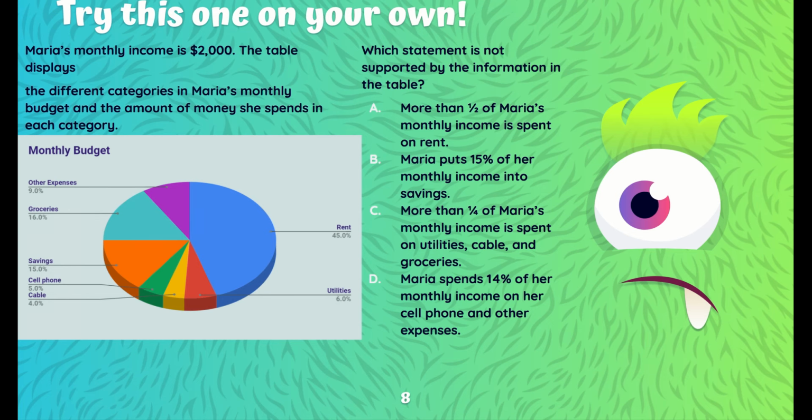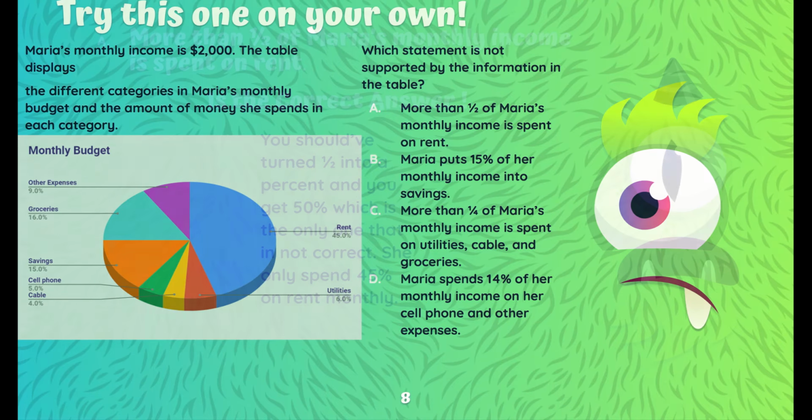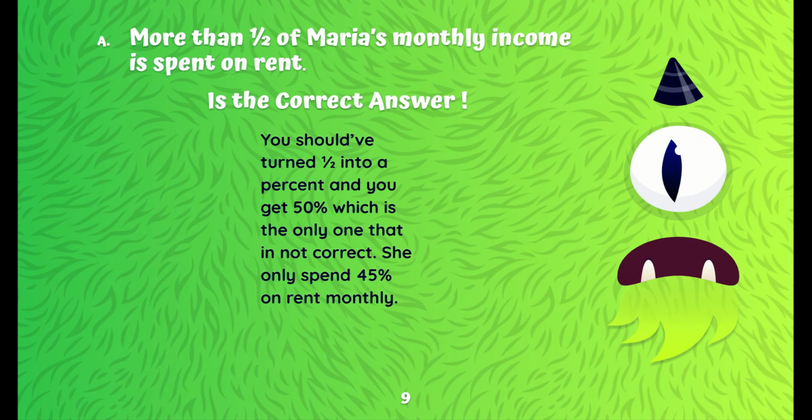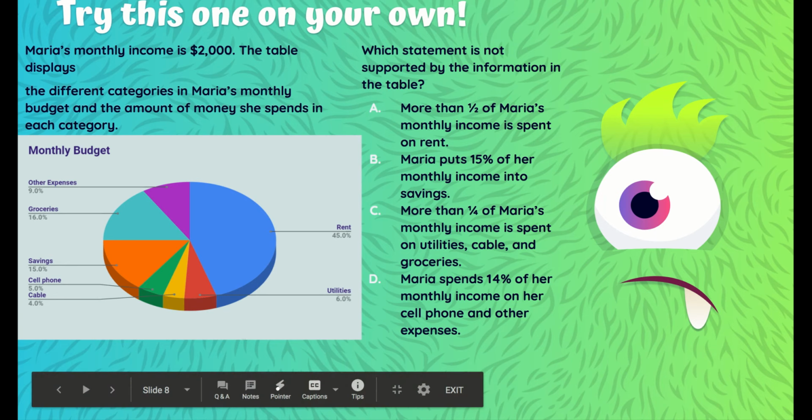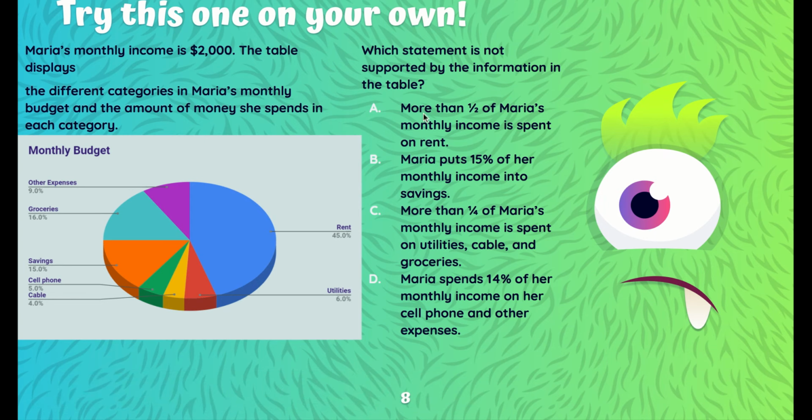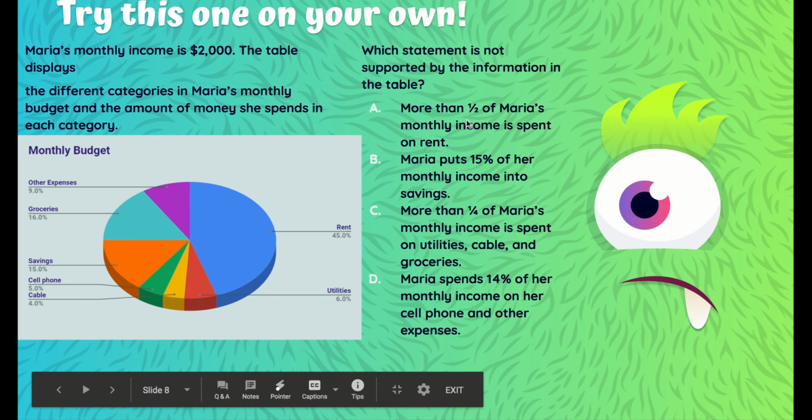So you should have gotten A as your answer. More than half of Maria's monthly income is spent on rent, right? You should have turned 1/2 into a percent and you get 50%, which is the only one that is not correct. She only spends 45% on rent monthly. The chart makes it really easy for you. It probably will not always be this easy for you because the chart is allowing you to just look, already have the percents there for you, and you just look at it and guess and check. So A says more than half of Maria's monthly.